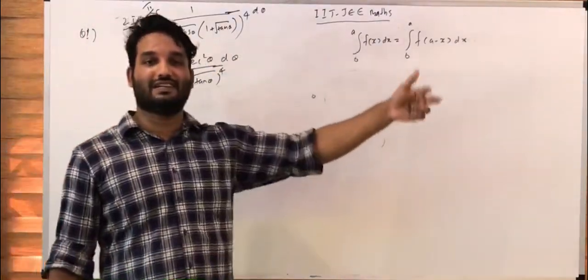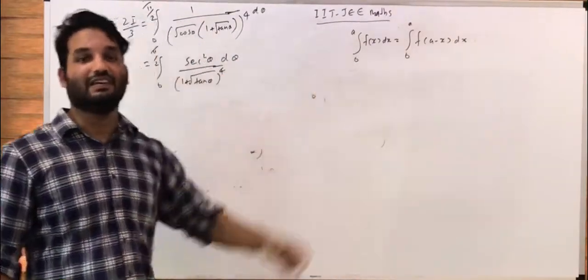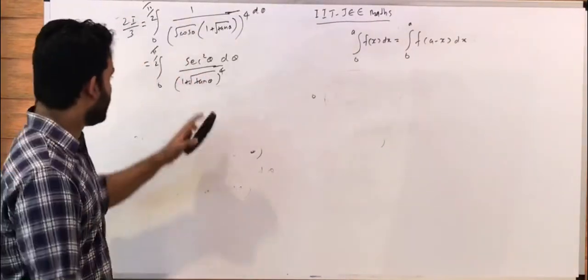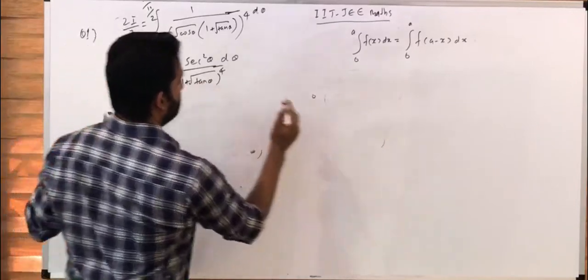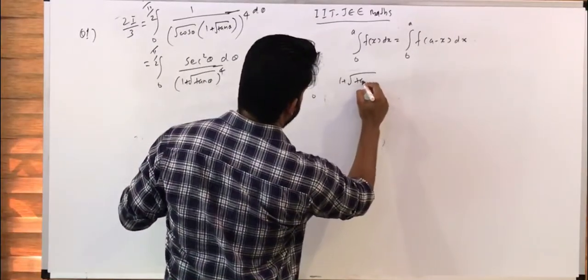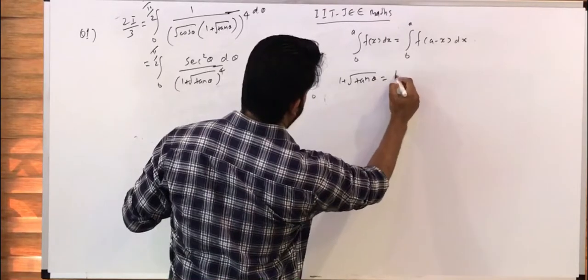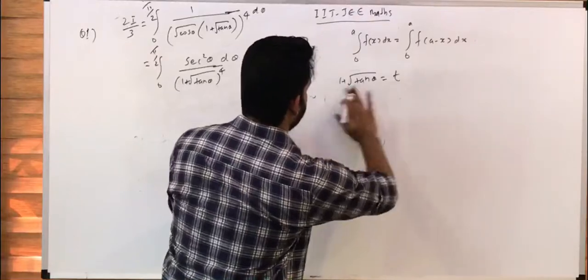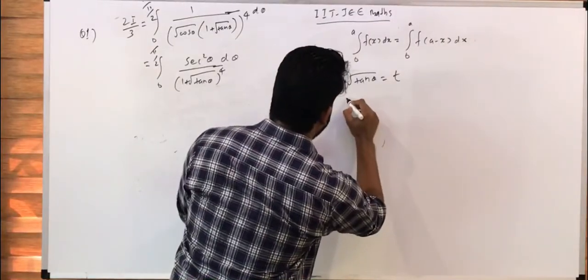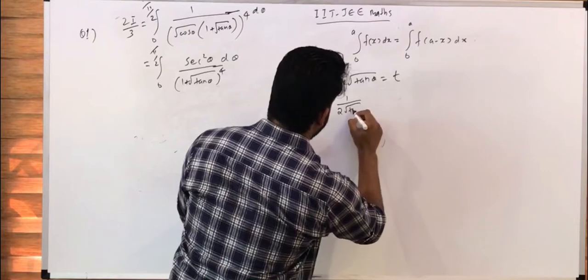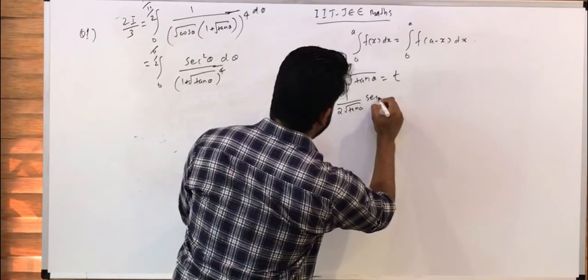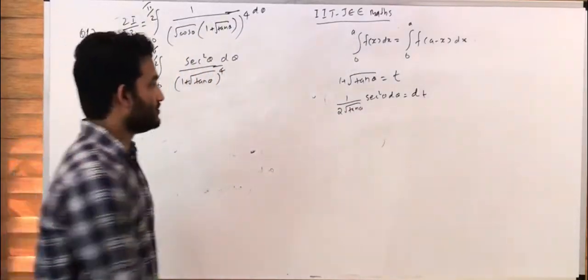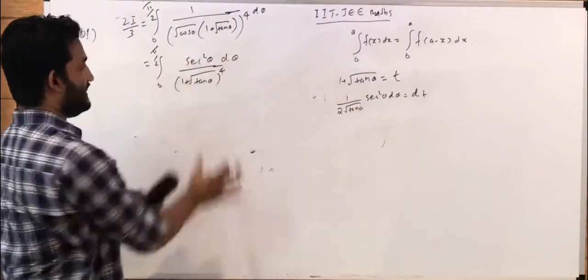So this integral changes to a new form where we can easily integrate using the standard integrals. So what I am going to do, I put this whole term 1 plus root tan theta equal to t. So when we take the differential on both sides, what we get is 1 by 2 root tan theta into sec square theta d theta equal to dt. So we need to eliminate sec square theta d theta.